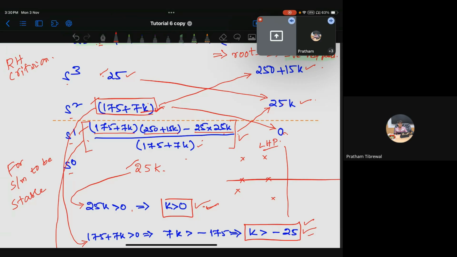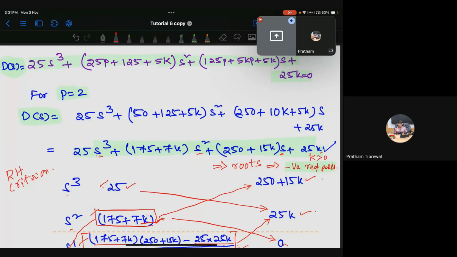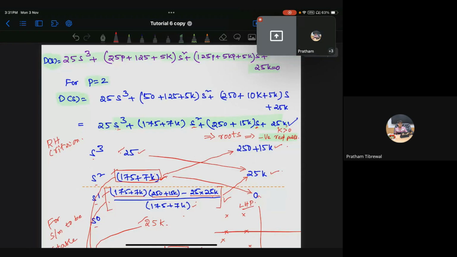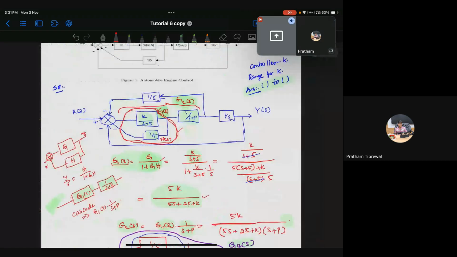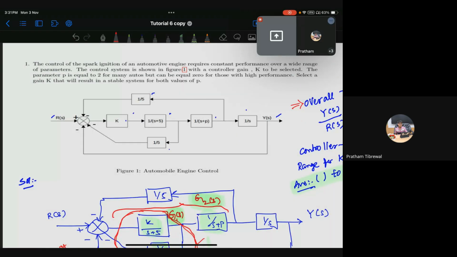So the RH criterion can be used to find the range of K for which the system is stable. Basically, what is K here from the block diagram? K is my gain function in between. So this is the controller gain, and the controller gain should be positive. So this is a proportional controller.